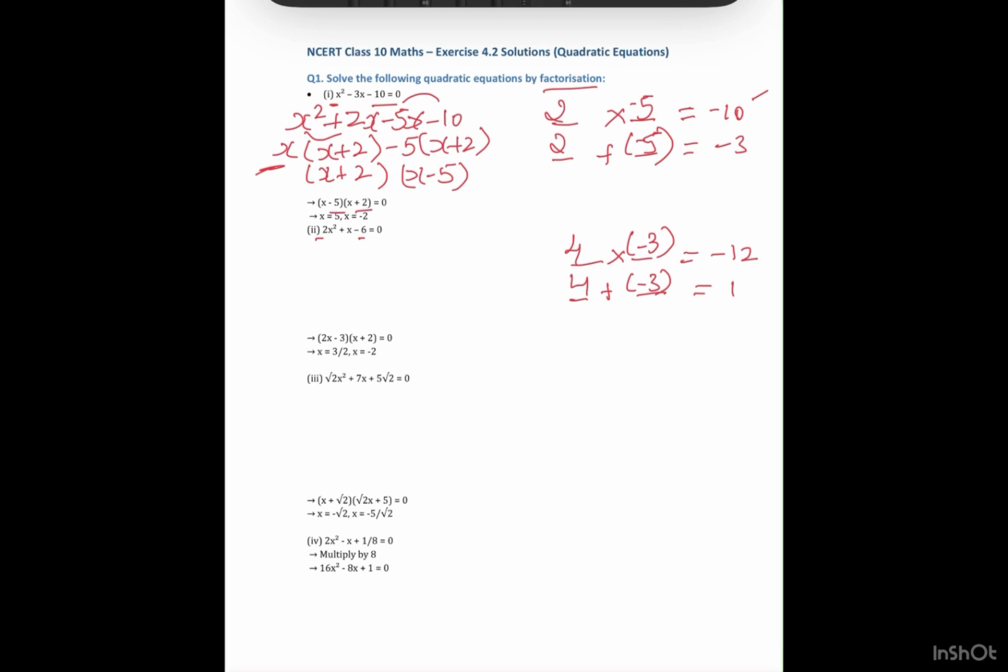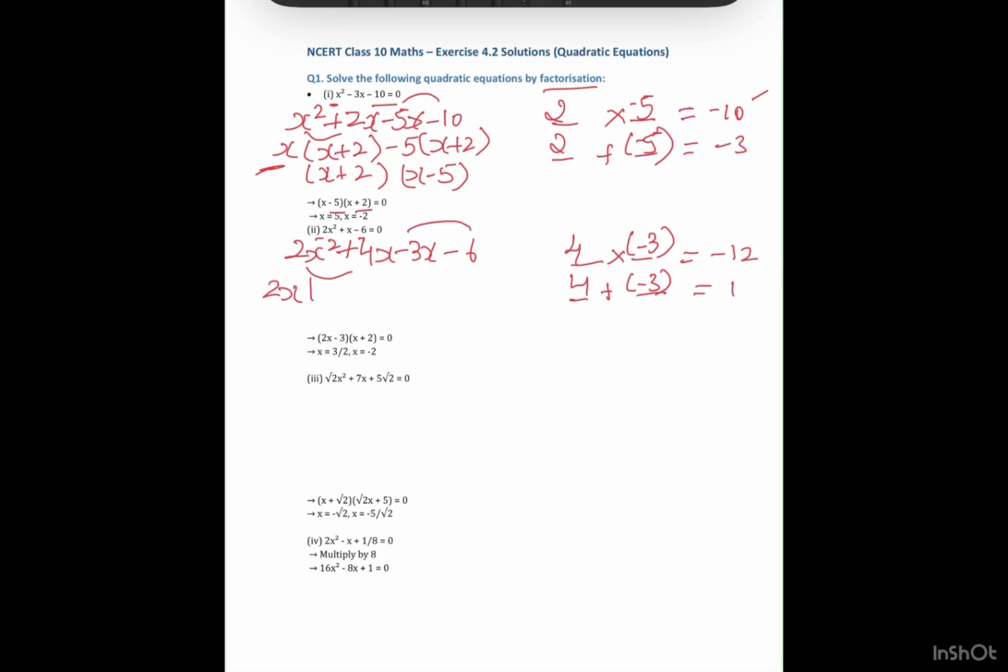Now many of the students think that the factors of minus 12 are 2 into minus 6. Yes, it is 2 into minus 6, but when I add 2 and minus 6, I am not getting 1. I need to think of factors such that when I add them, I get the coefficient of the middle term. So again, the first term is 2x square. In the middle term, I will write down 4x minus 3x, and the last term the same, minus 6 is equal to 0. We'll take out common from the first two and the last two.